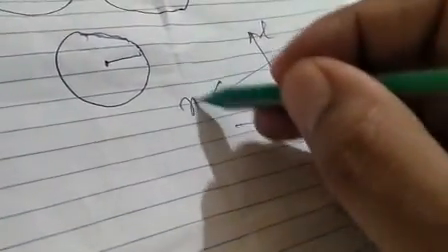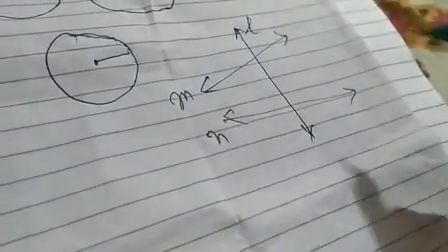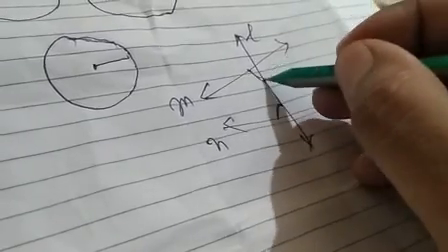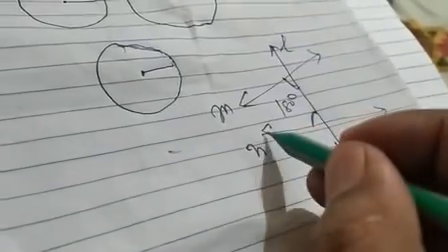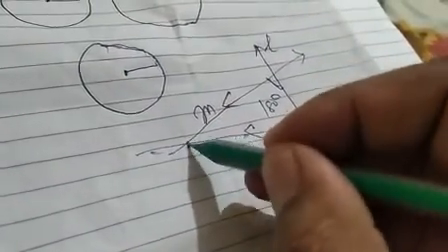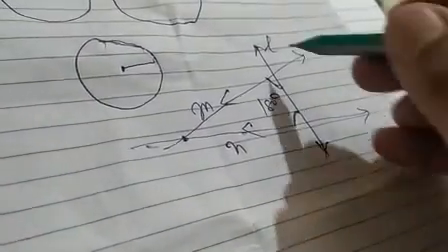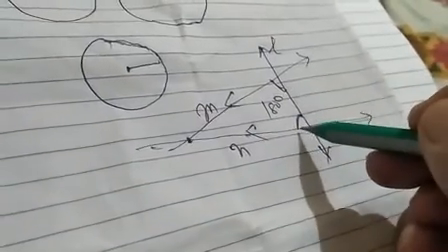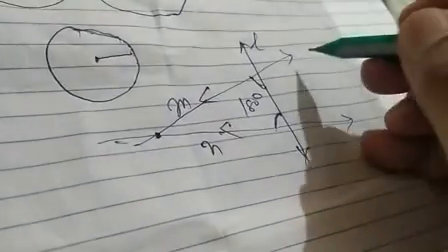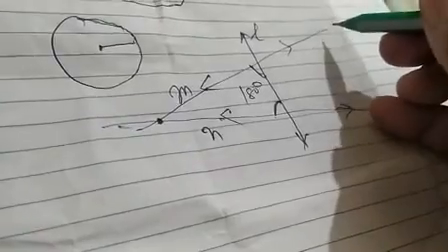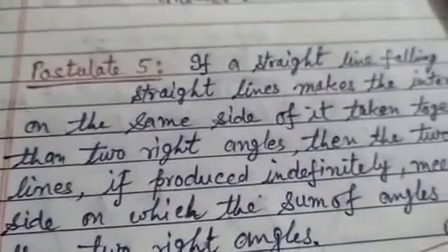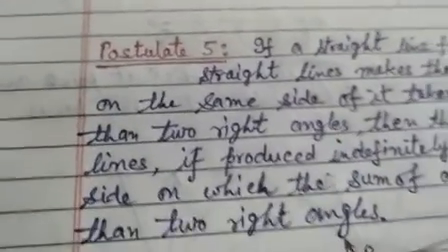It means if we draw two lines and one line falling on them, this is any line L, this one M, and this one N. If the sum of these angles is less than 180 degrees, and we produce them, then they will meet on that side of line L where the sum of interior angles is less than 180, and on the other side they will never meet. If we extend them, they will never meet. This is postulate number 5. So he gave us 5 postulates which are self-proved.